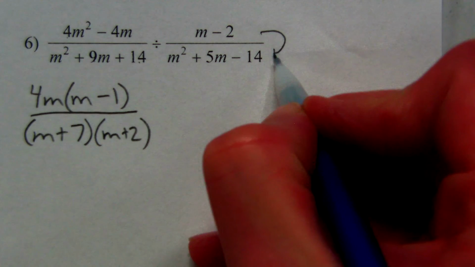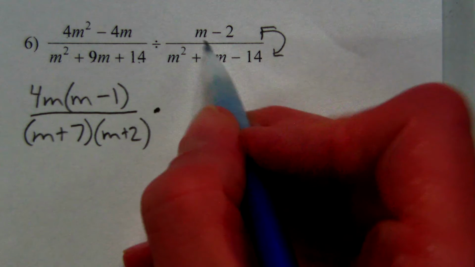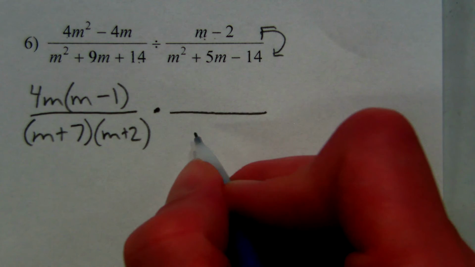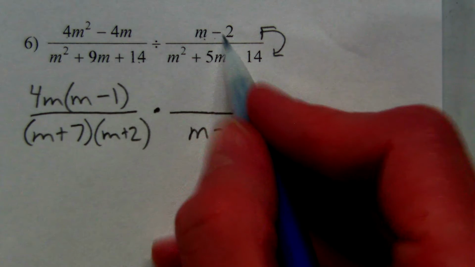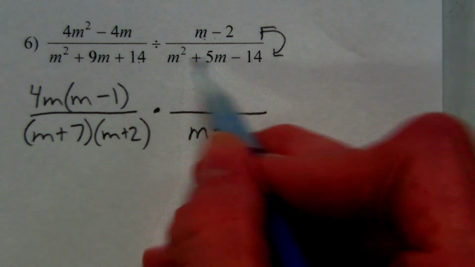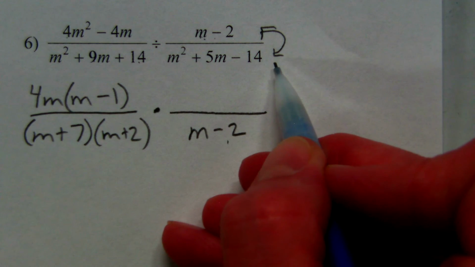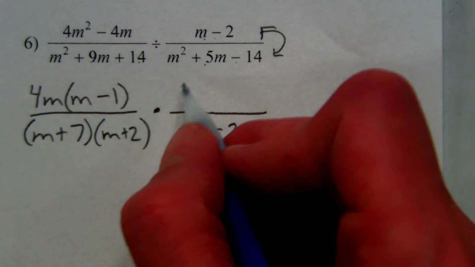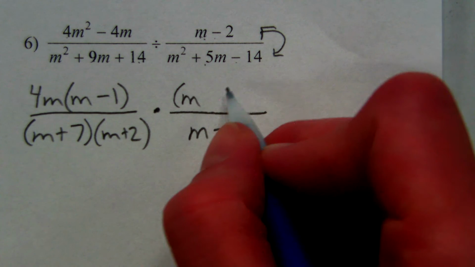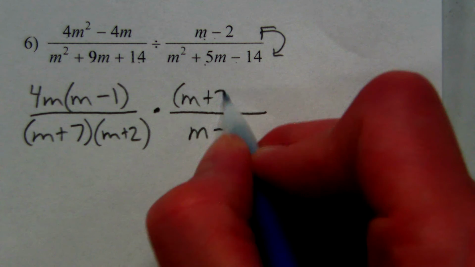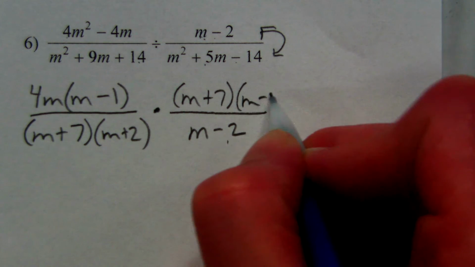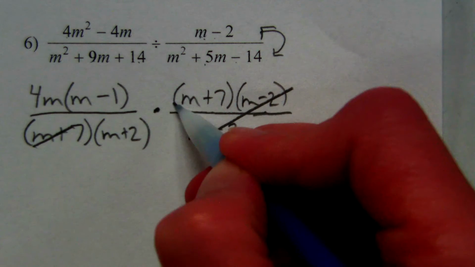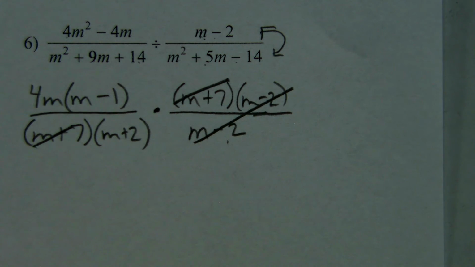And then we need to flip these. This m minus 2 doesn't have a power on it. It can't be simplified any further. So that m minus 2 is just going to go down here. And then this we're going to factor and put on the top. So multiplies to make negative 14, adds to make 5. So how about positive 7 and negative 2? There we go. So the m minus 2s can cancel, m plus 7s can cancel, and that's pretty much it.